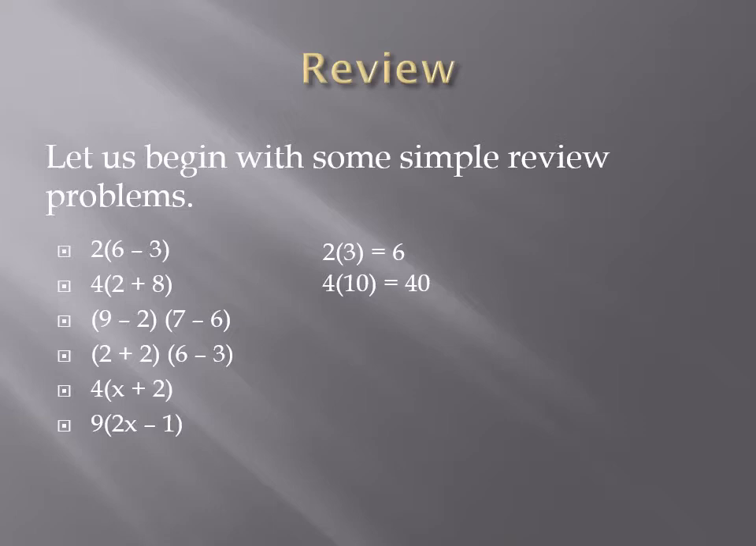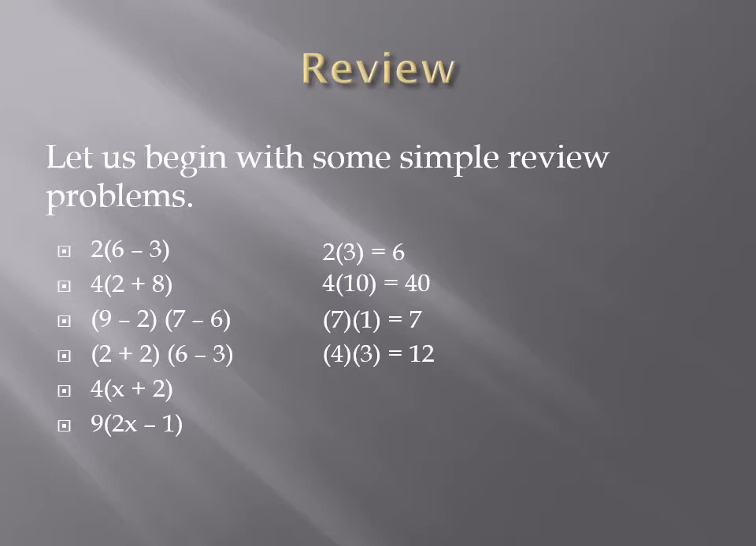For the next problem, we have the quantity 9 minus 2 times the quantity 7 minus 6. 9 minus 2 is 7. 7 minus 6 is 1. So 7 times 1 is equal to 7. For the next term, we have the quantity 2 plus 2 times the quantity 6 minus 3. 2 plus 2 is 4. 6 minus 3 is 3. 4 times 3 is equal to 12.